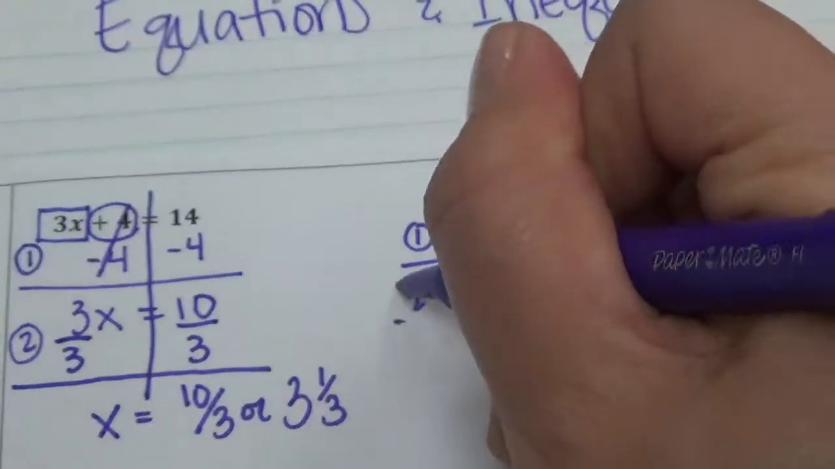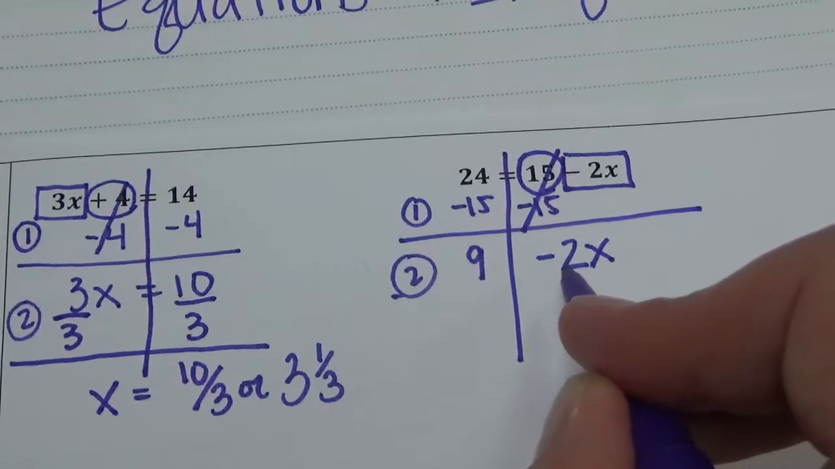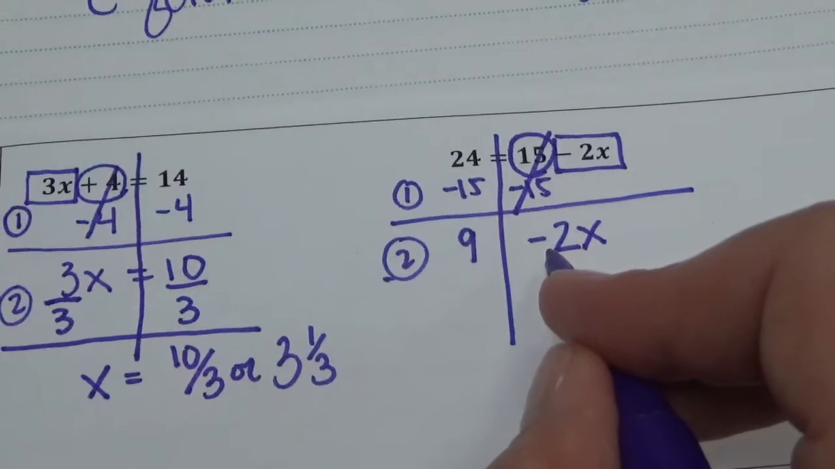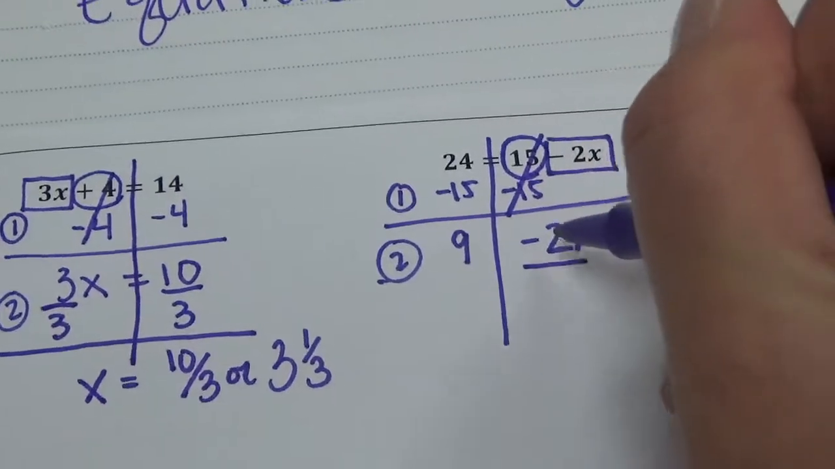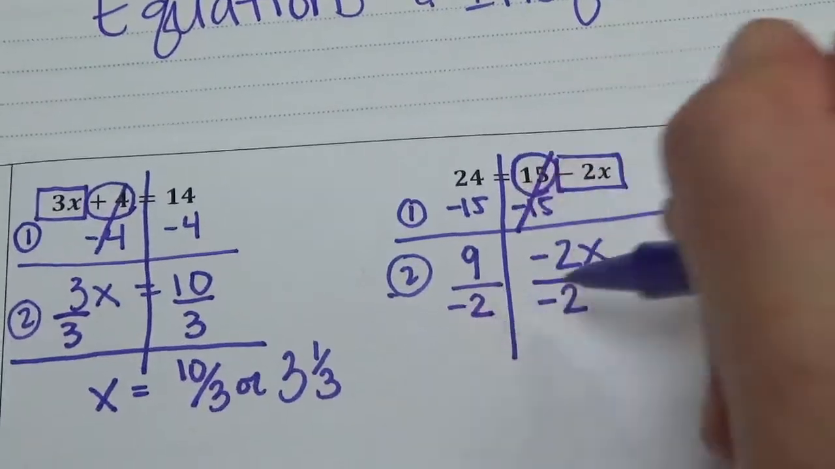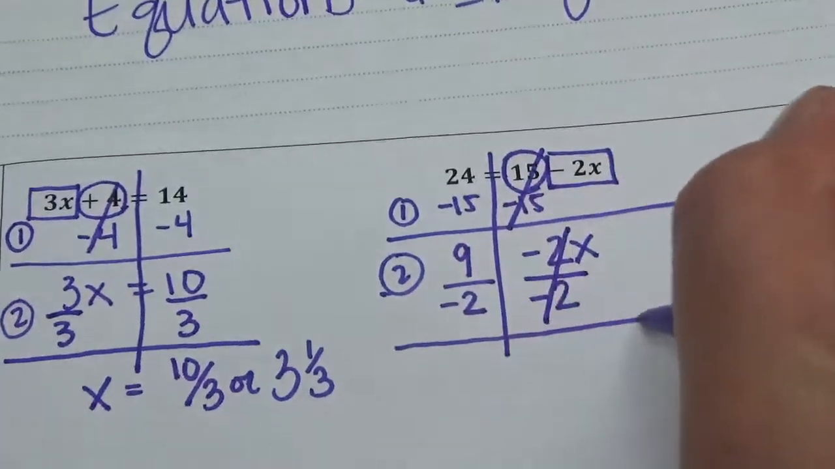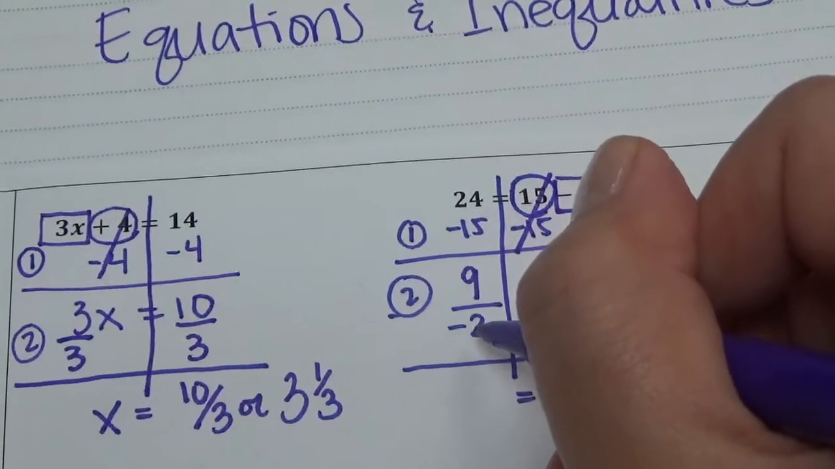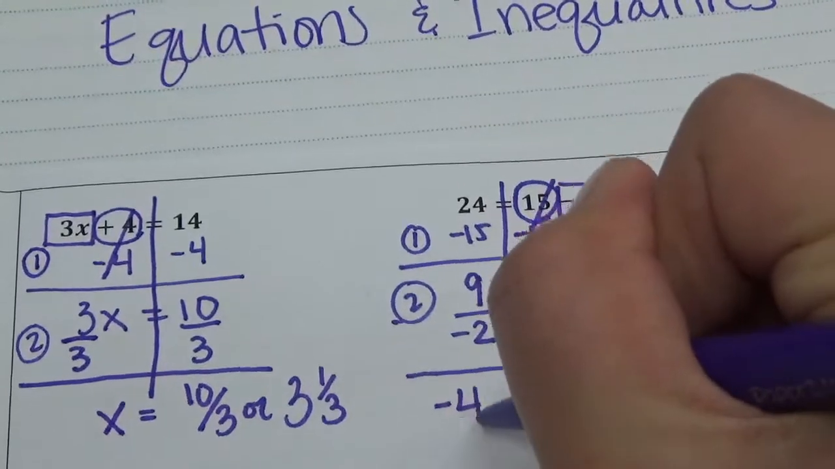Now step 2, multiply or divide by the coefficient, meaning the number attached to x. This is where the rate is. Negative 2 is what would be multiplied by x. So we're going to divide both sides by negative 2. Make sure you keep the operation with the rate. And anything divided by itself is 1. So we have 1x on this side equals positive 9 divided by negative 2, which would give us negative 4.5.